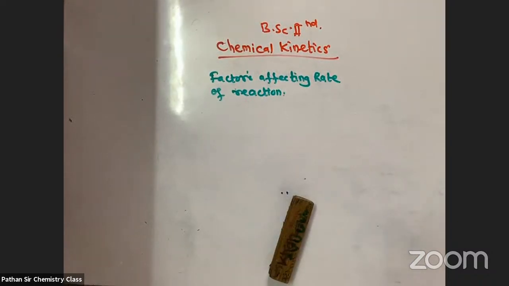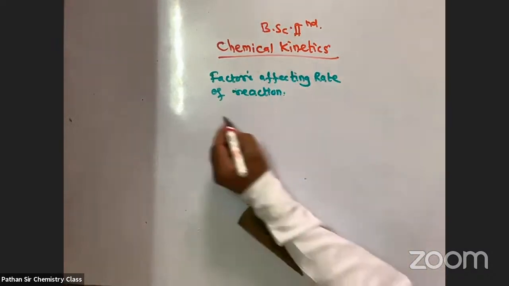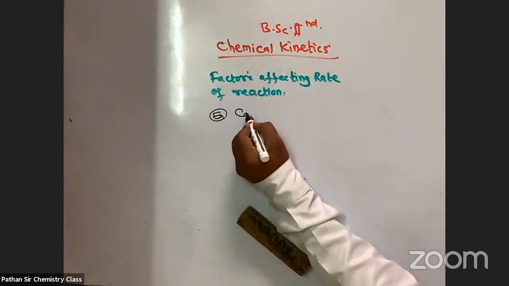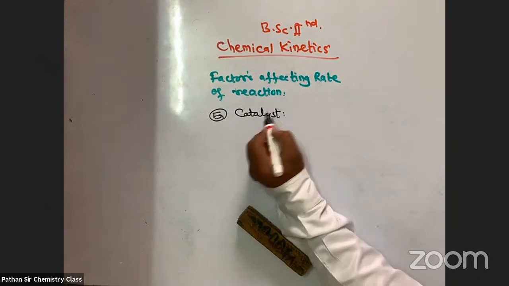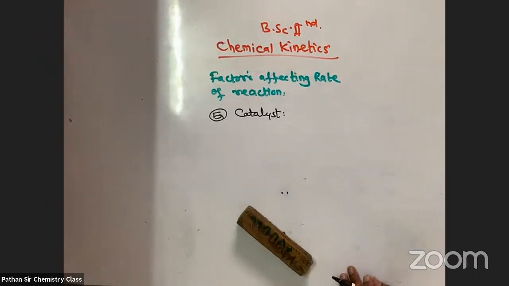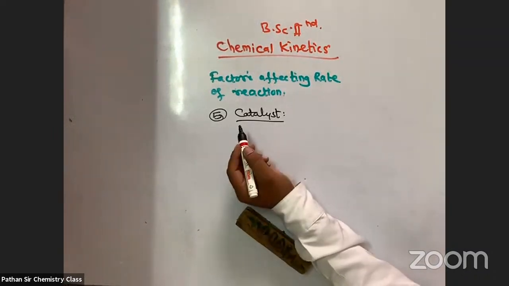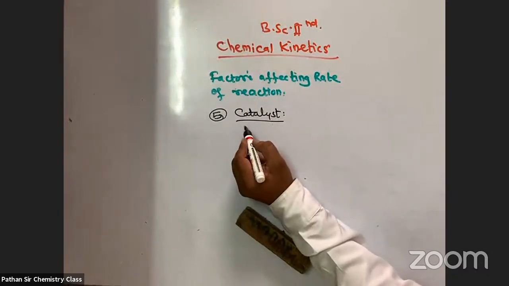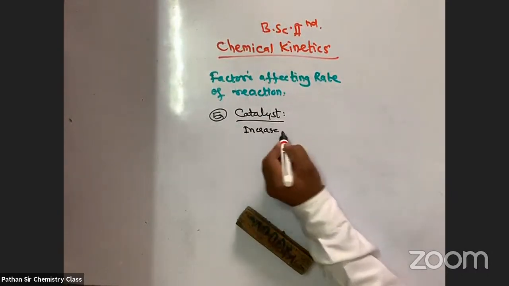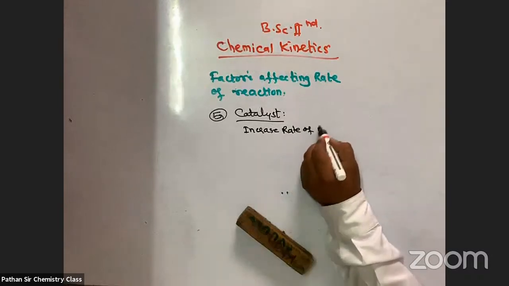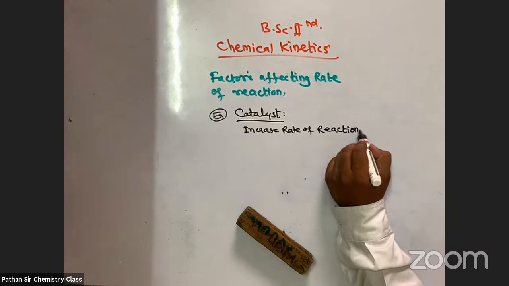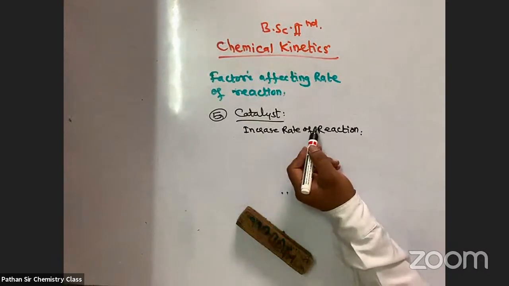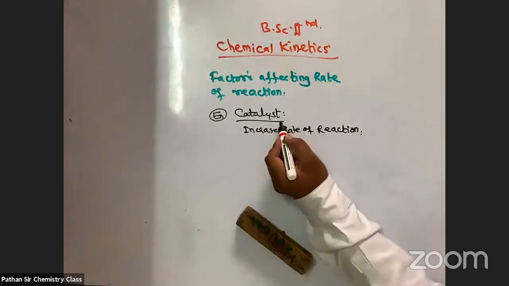Okay, let us go for the next point, that is catalyst, the presence or use of catalyst, or effect of catalyst on rate of reaction. Now if you have a catalyst, either negative or positive, let us say a positive catalyst, or the catalyst which increases rate of reaction. So if you are using a catalyst, rate of reaction increases. By the presence of catalyst, the rate of reaction increases.